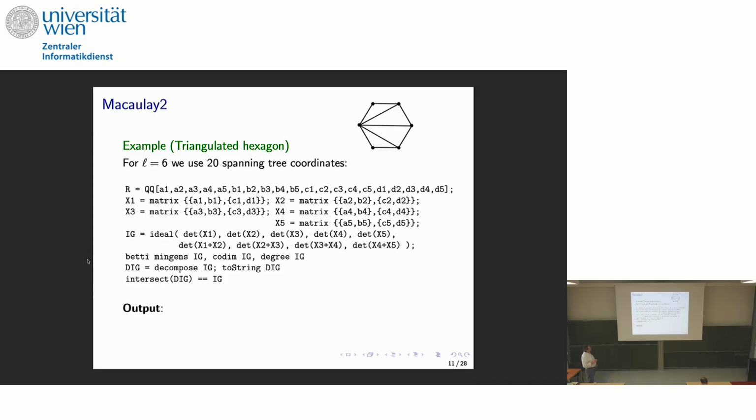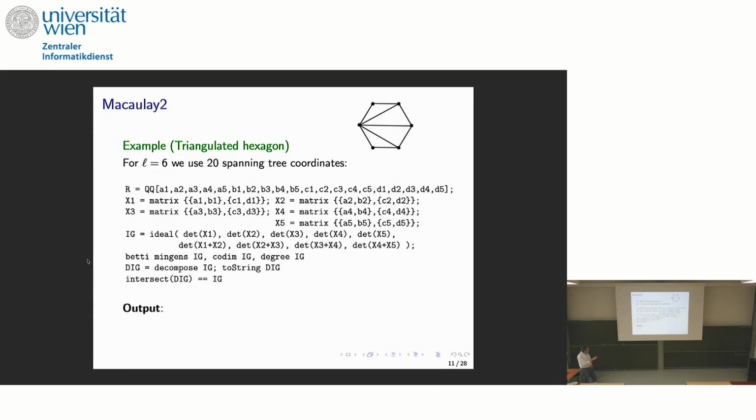Okay? So then the ideal here is, I always have to take the determinants, but then the non-spanning tree edges are the 4 out here, and that's the determinant of X1 plus X2, X1 plus X3, X3 plus X4, and so on. Now this Betti numbers, that's just for sanity, how many minimal generators did I type in? And then you do codim and degree. A variety just walked onto the slide, right? First question is, what is your dimension? What is your degree? And then you want to solve the system.